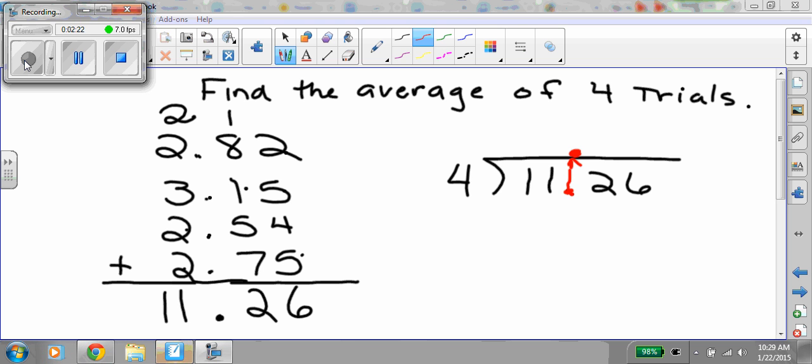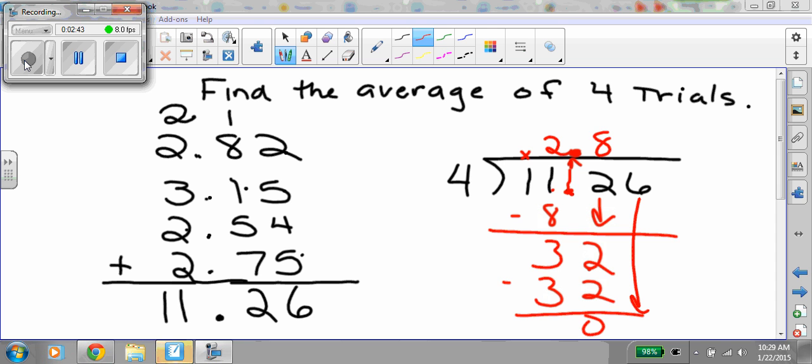So now, how many 4s are in 1? There aren't any. How many 4s are in 11? There are 2. 2 times 4 is 8. So I'm going to subtract just like I normally would. 11 take away 8 is 3. I'm going to bring down the 2. How many 4s are in 32? There are 8. 8 times 4 is 32, 0.